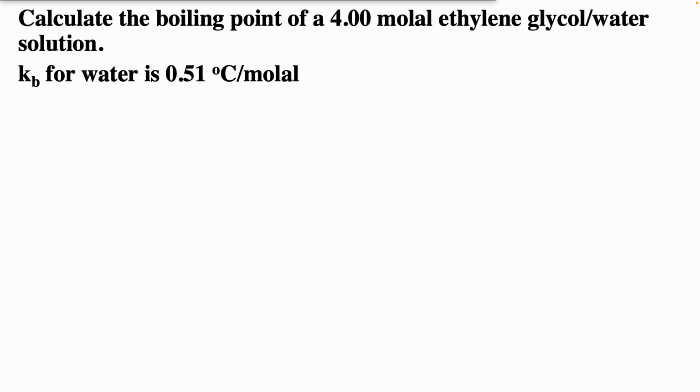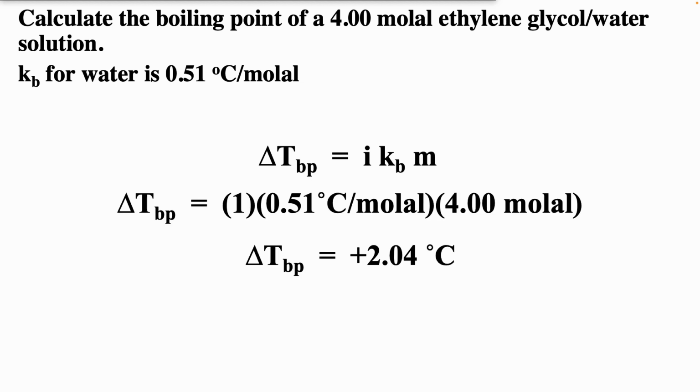And so calculate the boiling point of a 4 molal ethylene glycol water solution. The Kb for water is 0.51. Again, that constant is for the solvent. And so the change in boiling point is equal to i Kb m. Ethylene glycol, non-electrolyte, and so the i is 1. Our constant for the solvent, 0.51 degrees Celsius per molal. Remember, change in temperature in Celsius equals change in temperature in Kelvin. And then molality is 4. And so we get a change in boiling point of 2.04 degrees Celsius.